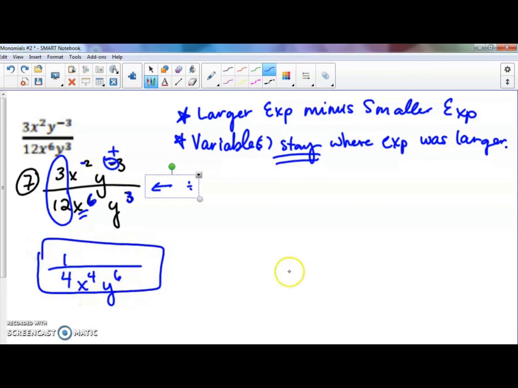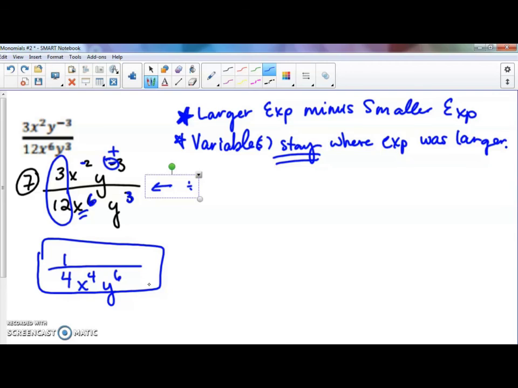Now, if you were to do it the long way and do 2 minus 6, you get negative 4 on top, which means you have to take him to the bottom. Same way if you did negative 3 minus 3, you get negative 6, and you'd end up having to take him to the bottom to make him positive. So that's why it's just easier to subtract the larger exponent minus your smaller one, because if you notice in our final answer now, we didn't have to worry about any negative exponents. So always do larger exponent minus your smaller exponent, and put that variable wherever had the larger exponent.